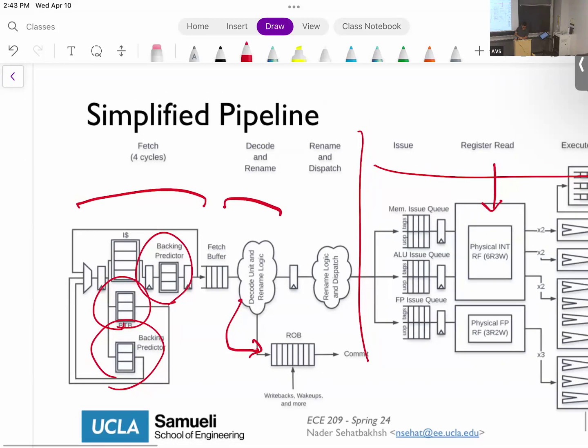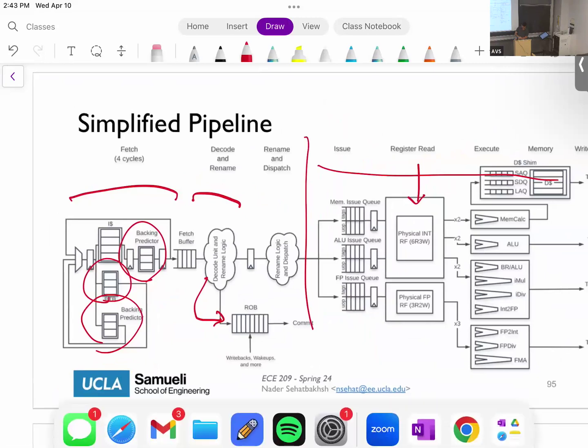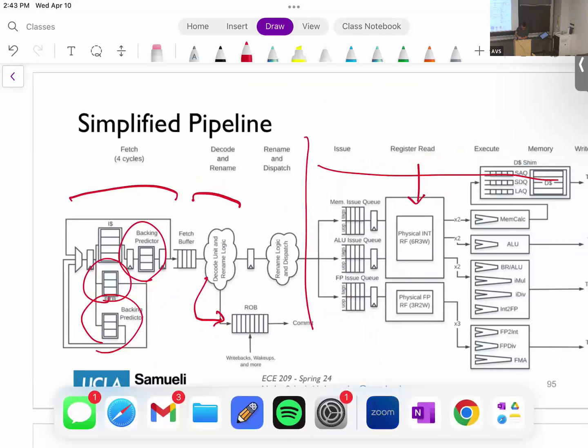All right, so let's have a 2-minute break, and then we start talking about branch prediction.